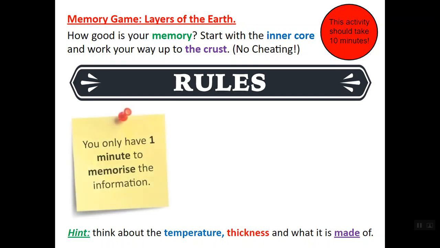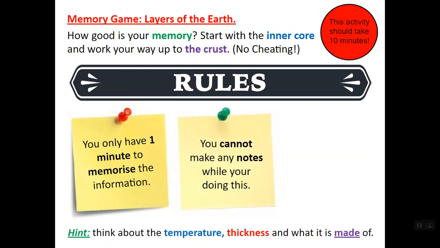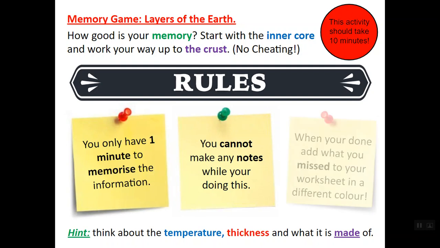So the rules are, you have 1 minute to memorise the information, so you should have your phone or something as a stopwatch. Then you cannot make any notes while you're doing it, so you're just reading the slide. And then you are going to add it to your worksheet in a different colour, add anything you missed when you check it afterwards. So 1 minute, memorise the information, don't make any notes. Then you're going to fill in your sheet, then you're going to look back at the information and put anything down in a different colour that you missed.